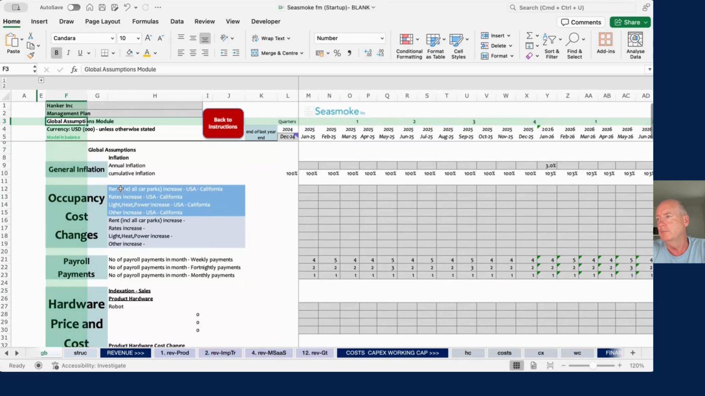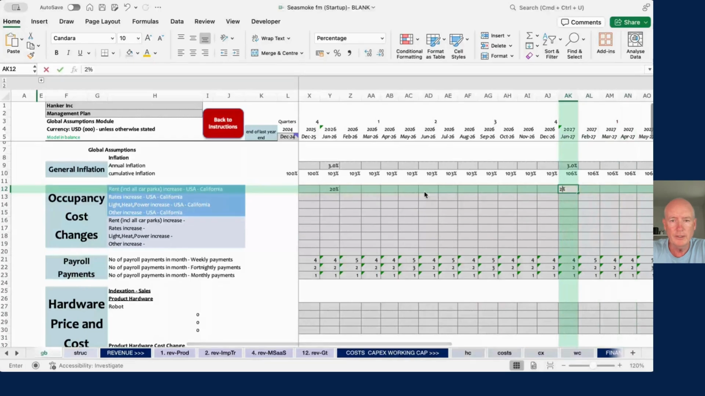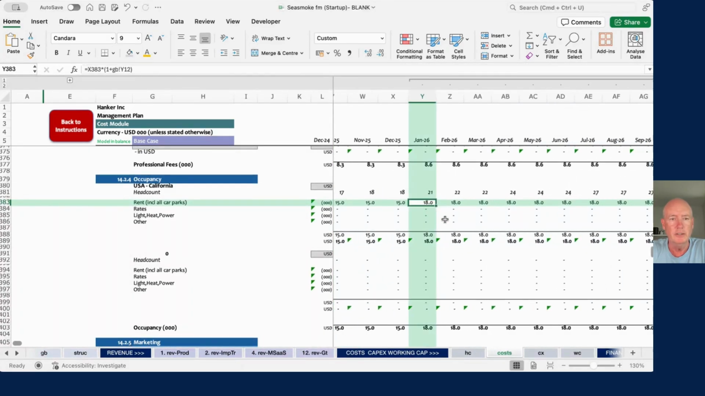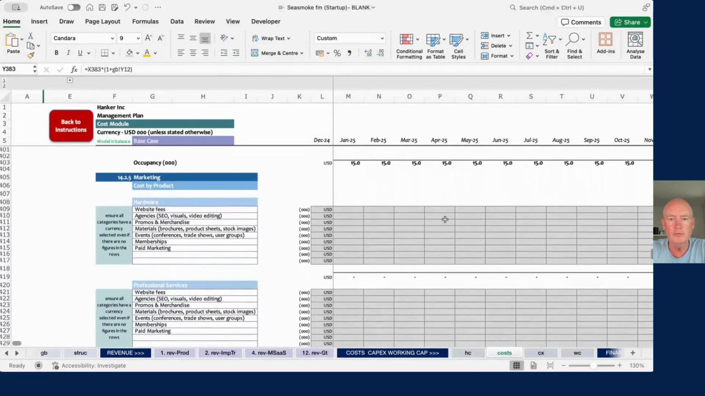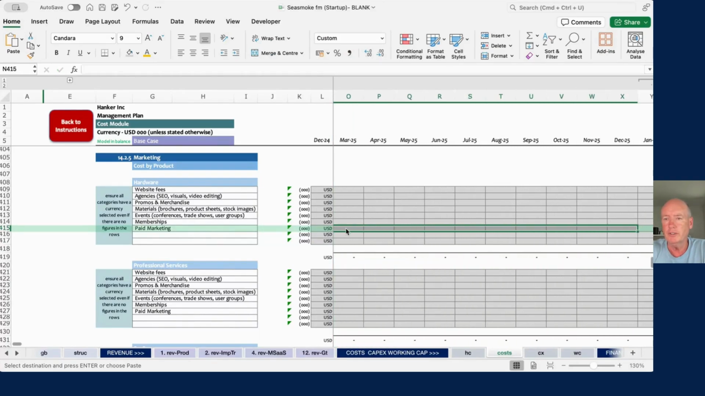Occupancy, let's say it's going to cost $15,000 a month. But while we're here, because the headcount's going to go up, let's just step over to this one, GB, and have a look at rent increases. So you'll see here occupancy, rent, California. Just to make things simple, why don't we say that it's going up by 20% January 26 and 25% January 27, just with headcount and other things.